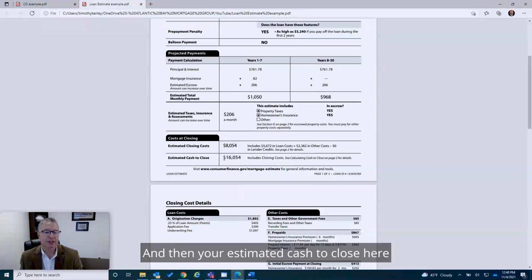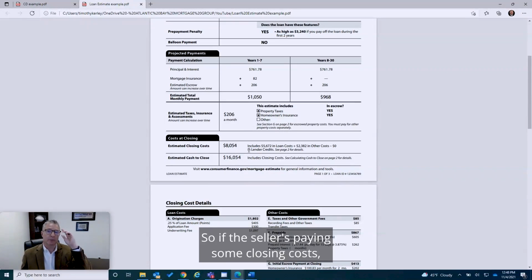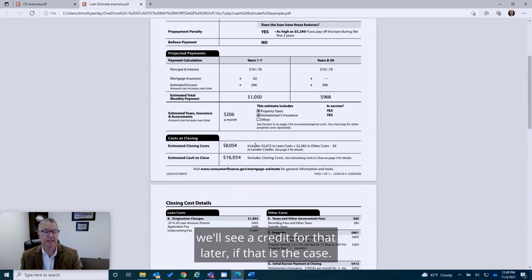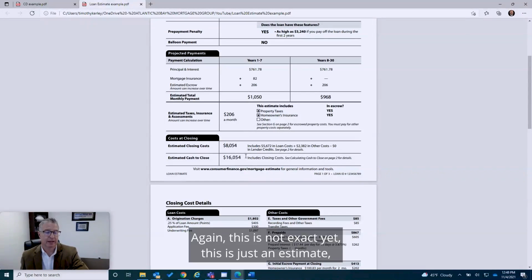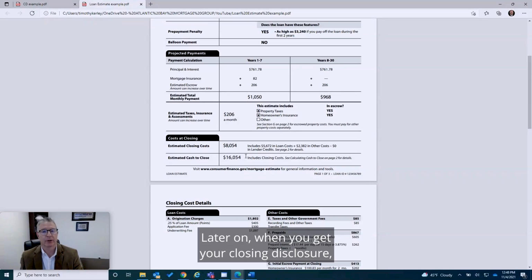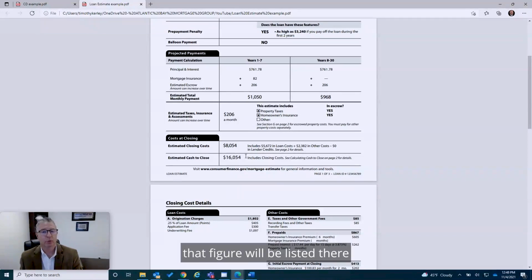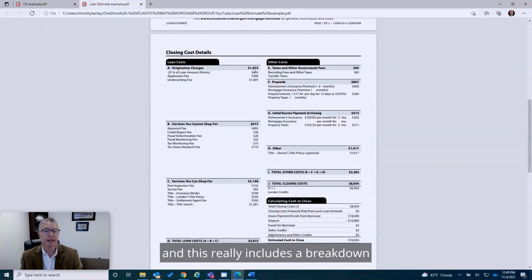And then your estimated cash to close here is including your down payment plus any closing costs that you would be paying. So if the seller's paying some closing costs, we'll see a credit for that later if that is the case. If you've made a deposit, we'll see that as well. This is the net figure that is projected that you're going to need to walk into closing with on that day. Again, it's not exact yet. This is just an estimate, but this is what the lender thinks you're going to be bringing to closing. Later on, when you get your closing disclosure, that figure will be listed there all the way down to the penny.